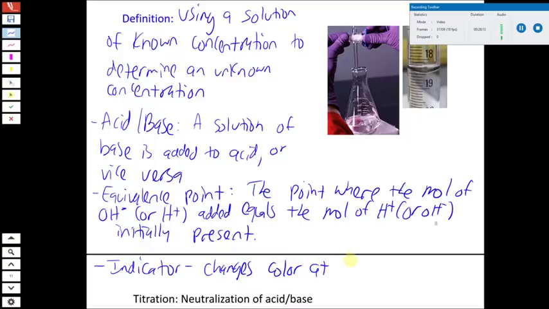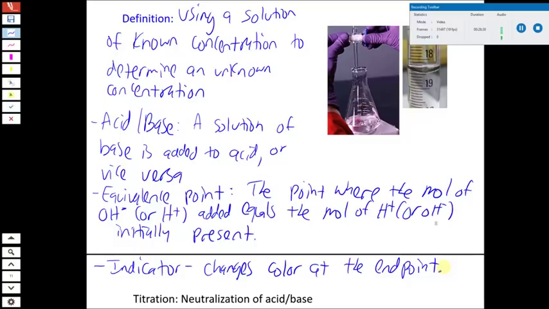And we're not going to go into the details of the different types of indicators or how they work or anything like that. That's a topic more for the lab course. But an indicator changes color at the endpoint. So if you're adding a base to an acid, you put a little bit of indicator in with the acid. The indicator would be typically colorless in the presence of acid.